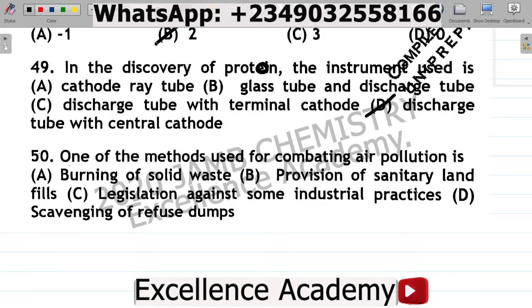C, legislation against some industrial practices. We know that there are industrial practices that cause a lot of air pollution. So if laws are being passed to combat these industrial practices, the air pollution rate will be reduced. So C is the correct answer. Finally, if you consider the scavenging of refuse dumps, if you scatter or scavenge refuse dumps, you only increase the pollution in the air. So C is the correct answer.